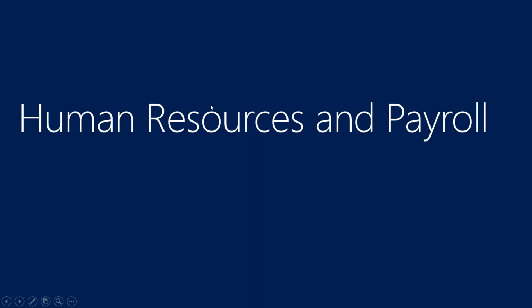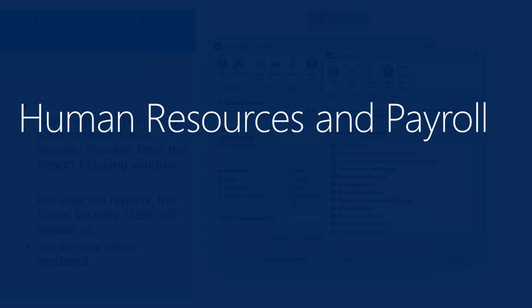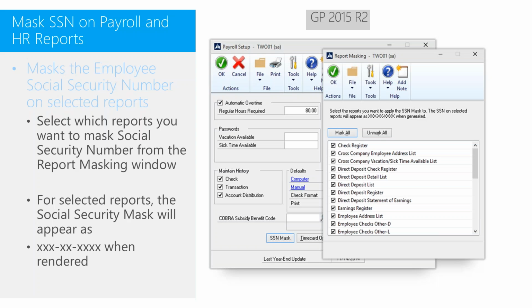Okay, back to our Human Resources and Payables features. GP2015 R2, we had the ability to mask Social Security numbers on payroll and HR reports. So in many cases prior to this, we had to do report modifications in order to have those Social Security numbers not show up on reports where you wouldn't want to make them available to others. Now in 2015 R2, you can mask those.